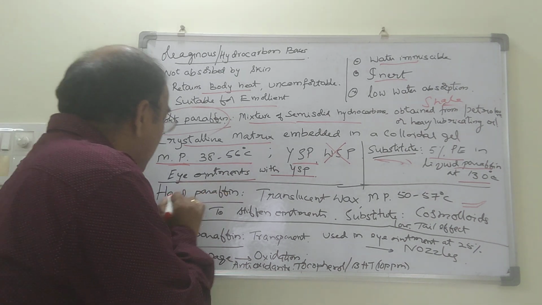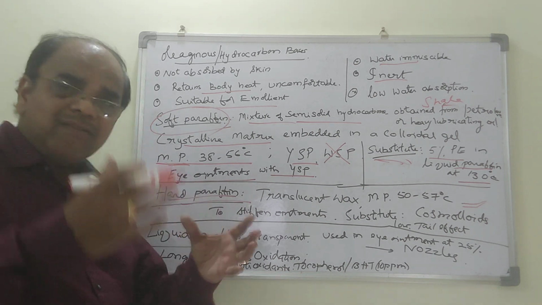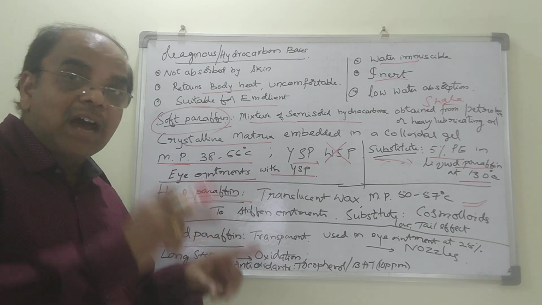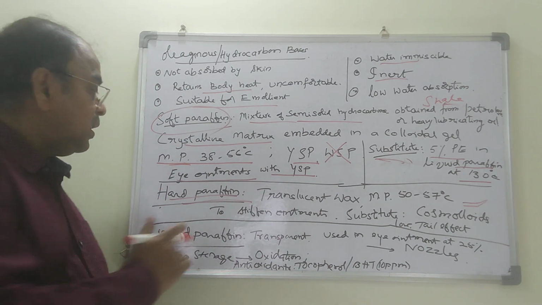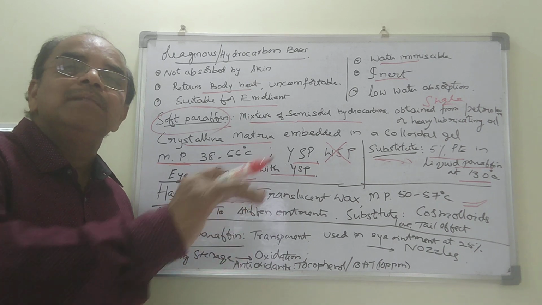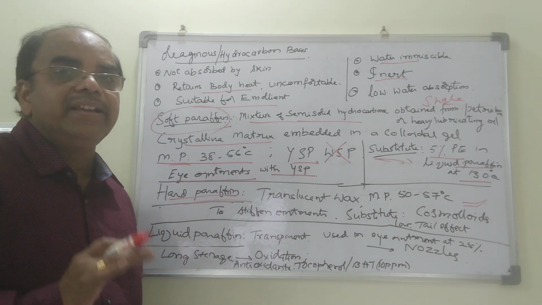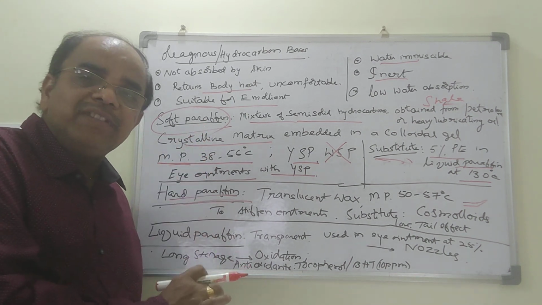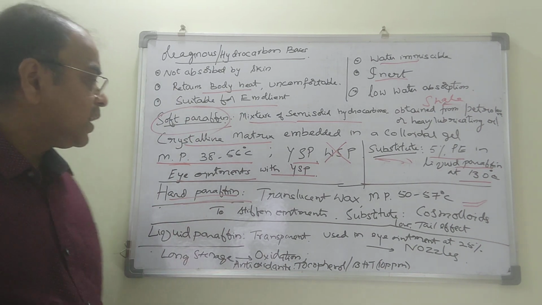So next one, hard paraffin. What is soft paraffin? Soft paraffin is semi-solid hydrocarbons obtained from petroleum. Hard paraffin is solid hydrocarbons obtained from petroleum or heavy lubricating oil like shale oil. Hard paraffin, solid hydrocarbons. Soft paraffin, semi-solid hydrocarbons. Liquid paraffin, liquid hydrocarbons. Okay?